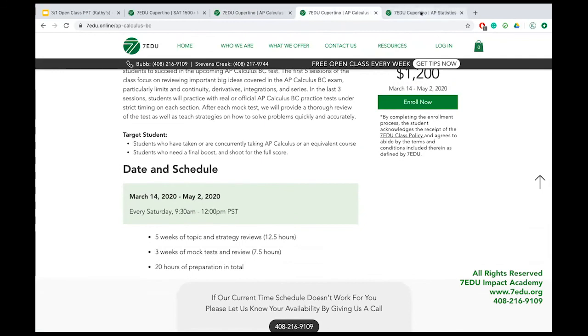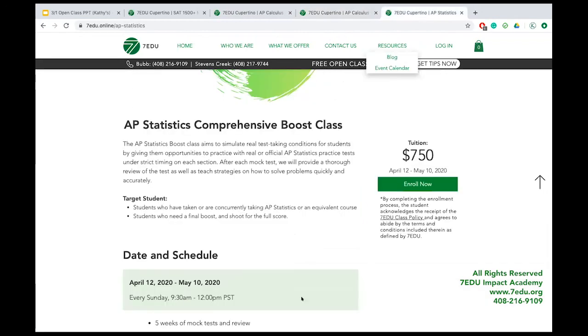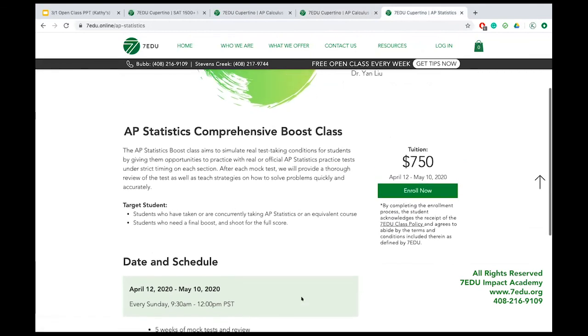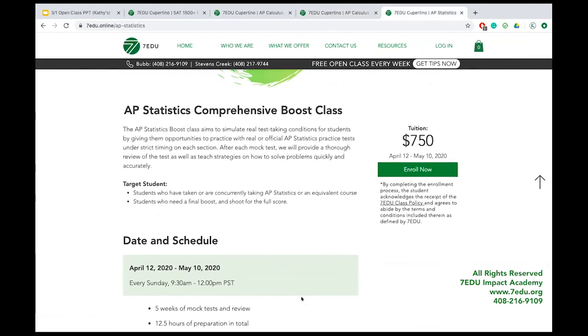That's for AP Calculus, but for AP Statistics, Dr. Yan will also be the lead. This course is 12.5 hours of preparation for the statistics course. Our AP class structures are great for students looking to develop effective AP strategies, as well as work with real practice tests that we make ourselves and go through a guided review with our teachers, such as Dr. Yan.